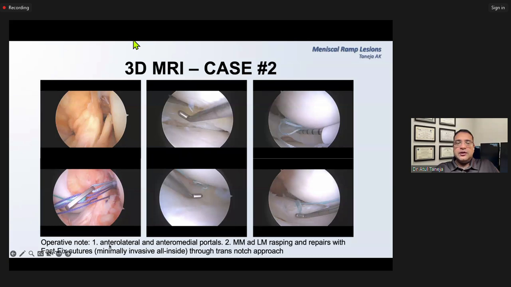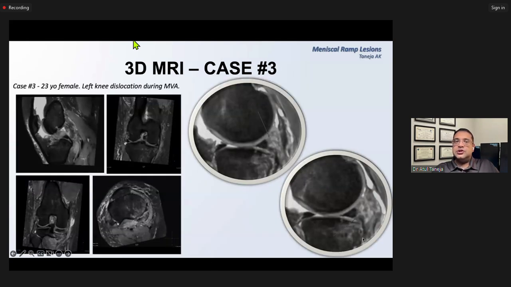In this patient they used the anteromedial and anterolateral portals. They did an ACL repair. The medial meniscus and lateral meniscus were debrided, rasped, and repaired. They used a technique called fast fix sutures, which is a minimally invasive all-inside technique for the medial meniscus and lateral meniscus, and they used the transnotch approach.